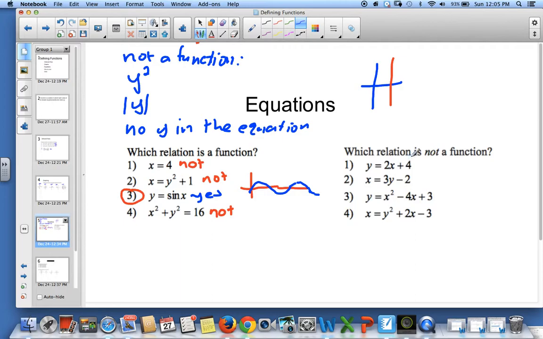Now this one, which one is not a function here? So we're looking for the one that has a y squared. That one's not a function. The rest of them all have single y's. That's going to be a function.